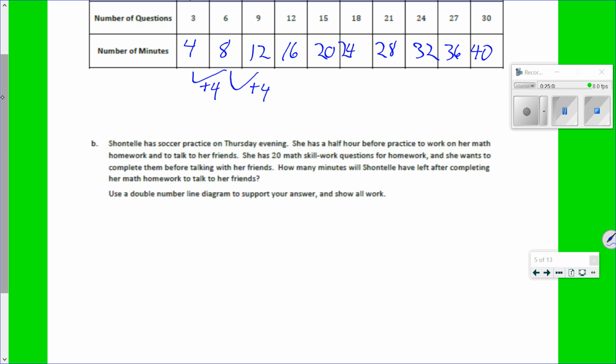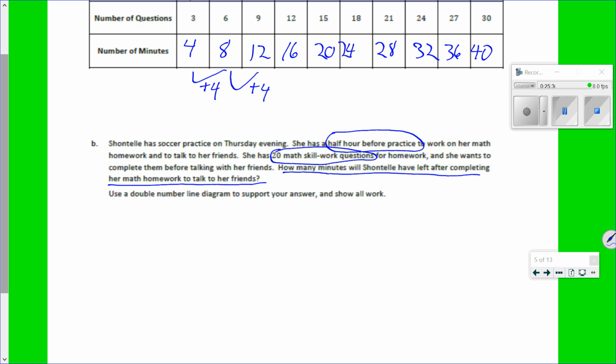All right, so we know that she has half an hour before practice to do her math. She has 20 math skill questions for her homework, and she wants to talk to her friends after completing them, and we have to find out how much time she has left once she finishes her homework. So that is our question.